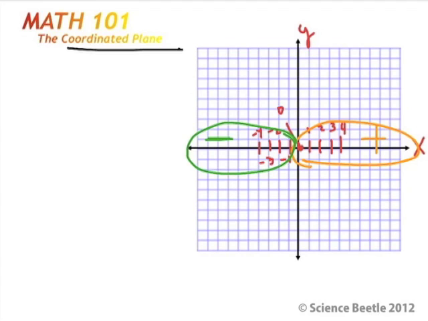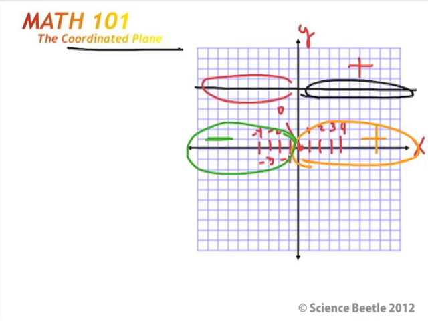That only applies when we're looking at the x-axis. If the x-axis were drawn up here, any number on this side would be positive, and any numbers on the other side would be negative numbers. And again, the x-axis could be drawn down here. It doesn't matter where it's drawn.